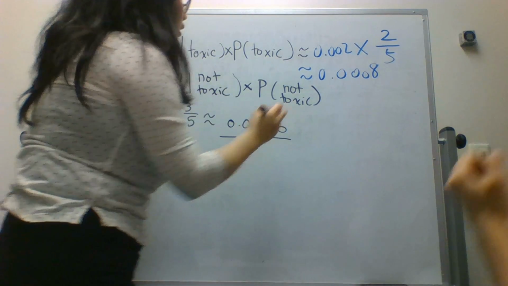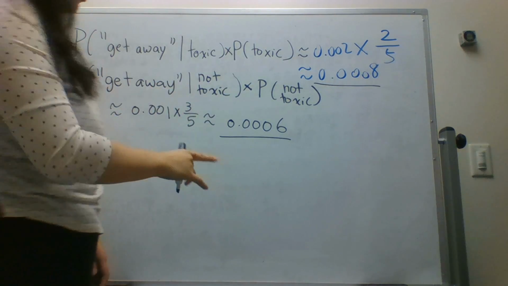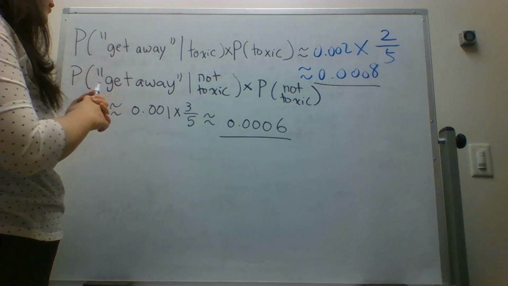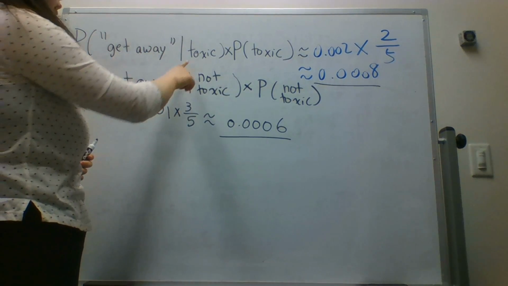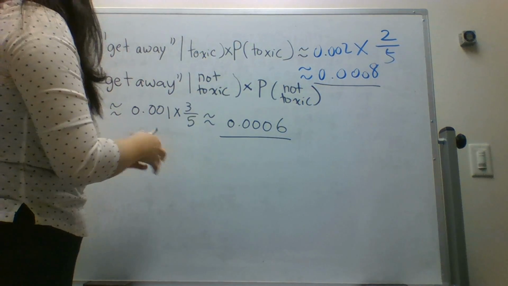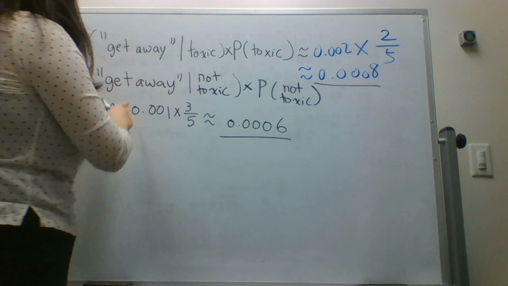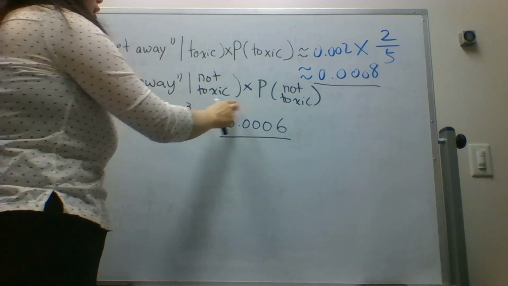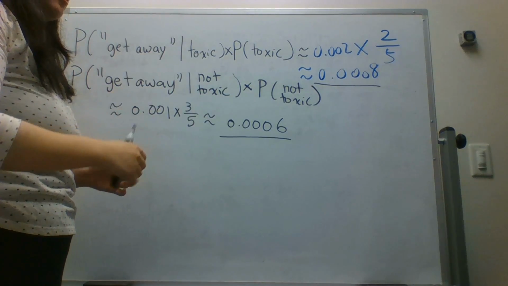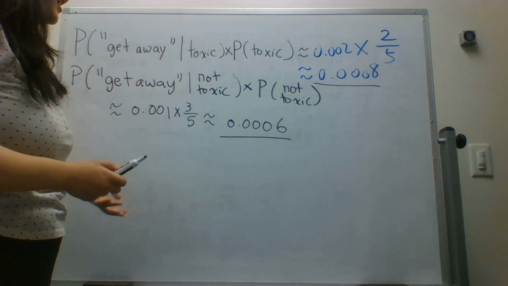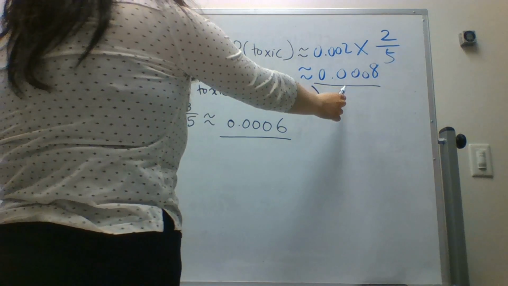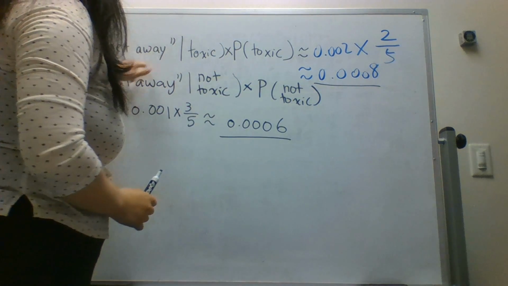So this number and this number are what we are concerned about. The probability of observing this phrase "get away", given that it's toxic, times the probability of toxic, is 0.0008, which is slightly bigger than 0.006, the probability of "get away" given that it's not toxic, times the probability of not toxic. As we said earlier, we don't care about the denominator because the denominator of these two is the same. So in this case, we would go with the larger probability. The slightly larger probability says that this phrase "get away" is considered to be toxic.